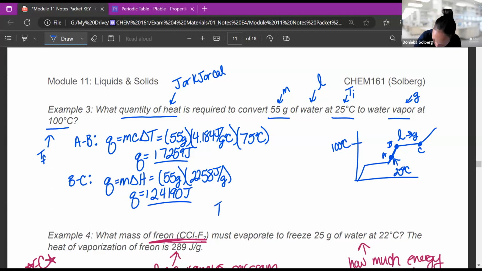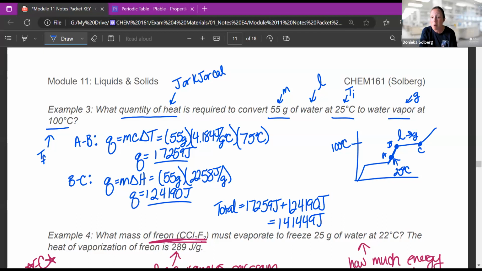Okay, so the total equals 17259 joules plus 124,190 joules. As it takes a lot more energy to do the phase change. And so that is 141,449 joules. Now it's a really big number, so I'm going to go ahead and put it into kilojoules. It didn't ask you to, you don't have to. So if you just divide by 1,000, and let's see, I need like two significant figures.